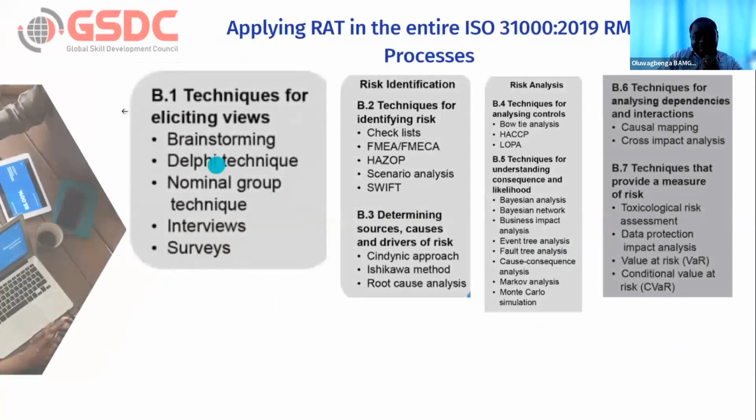So let's now look at each of them. B1 is largely talking about techniques for eliciting views: brainstorming, Delphi technique, interviews, and surveys. Most times when you're looking at the scope and the context, that's what we do.